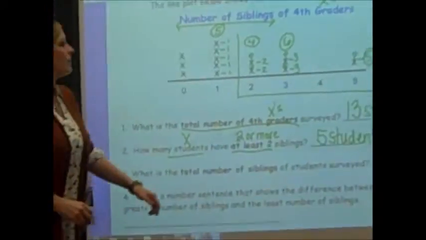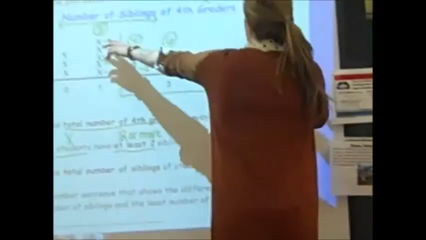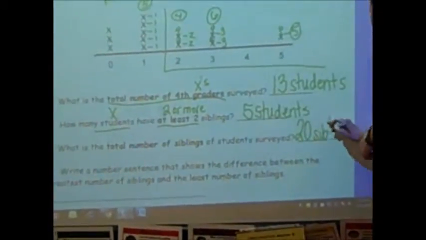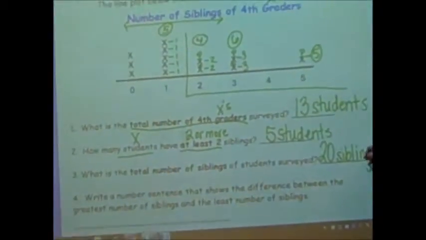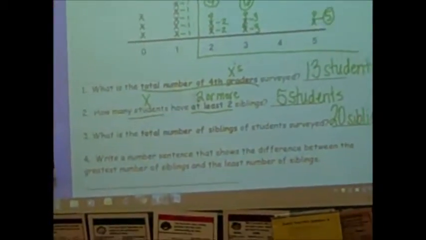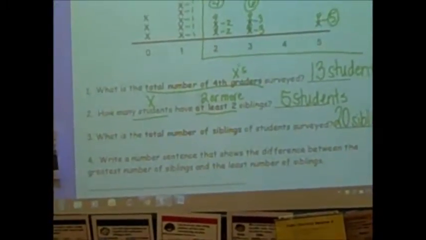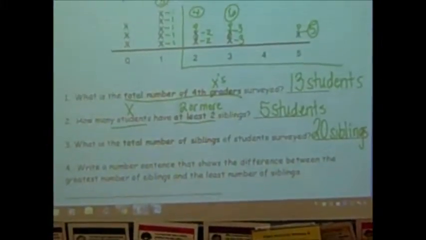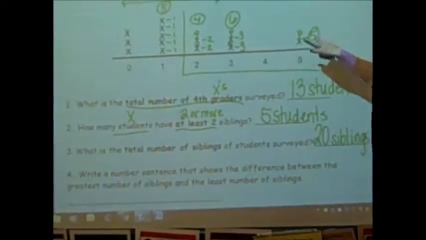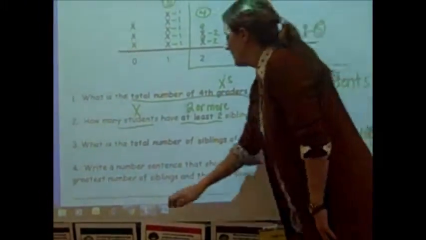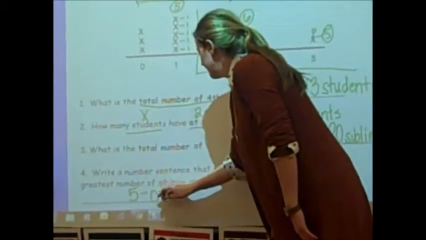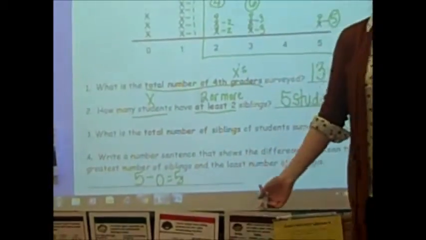So the total number of siblings, 6 and 4 is 10, 5 and 5 is 10. Total of 20 siblings in the entire class, or the kids who were surveyed. And then write a number sentence that shows the difference between the greatest number of siblings and the least number of siblings. There's one particular child who has 5 siblings. That's the greatest. And then there are several children who have 0 siblings. This is basically asking you to find the range.